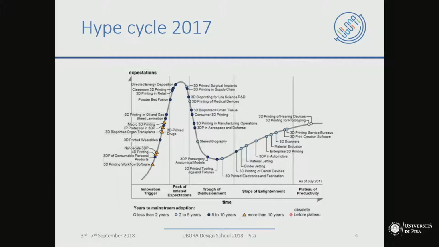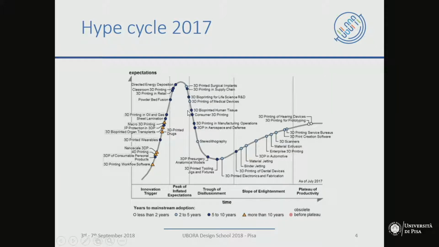Then there is the hype. So the technology is known by the big public. There is a lot of expectation that this technology can change the world. After a while, people discover that it's not so easy to 3D print everything, and then there is this valley of disillusion. Then companies understand the real constraints of the technology, and then it goes to application in an industrial scenario.